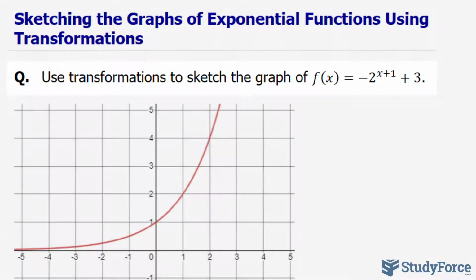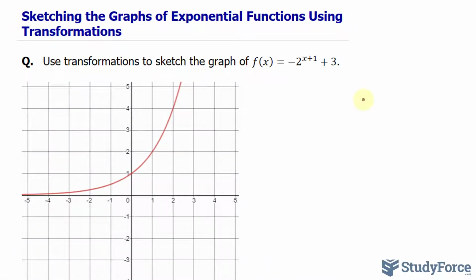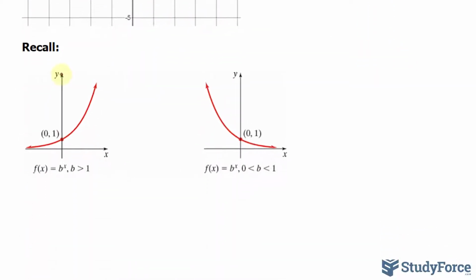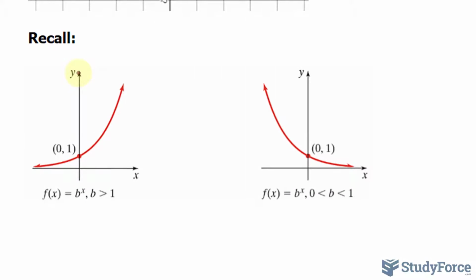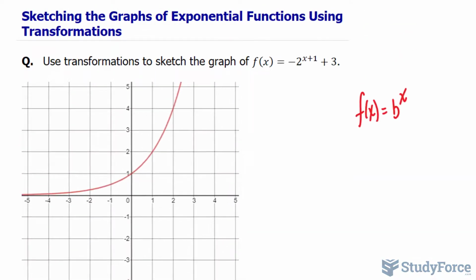Before we start doing this, I want to show you what the generic function f of x is equal to b to the power of x looks like. Now, depending on the value of b, the direction of your function will differ. Notice that when b is greater than 1, it goes up to the right, and when b is between 0 and 1, it exponentially decays down to the right. So let's keep that in mind as we perform our sketch.